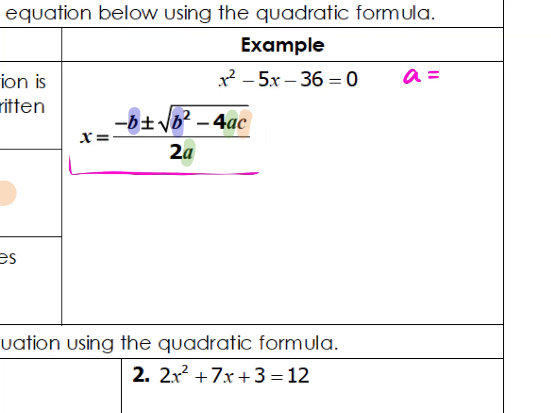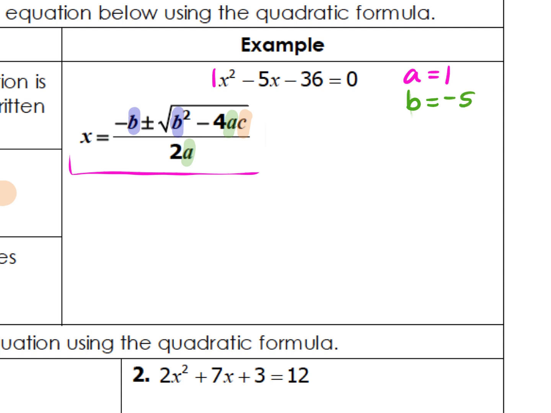Setup. A is your 1. Okay. Your B... ooh, that's not what I want. I'm switching colors on you. Sorry. Ignore my colors. I'm just changing colors so you see a difference. A is 1. B is what?